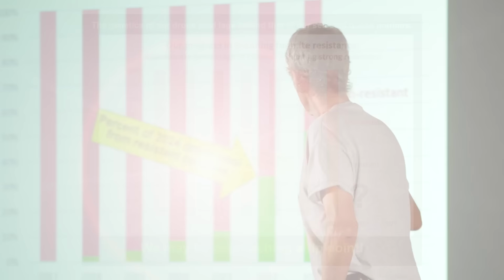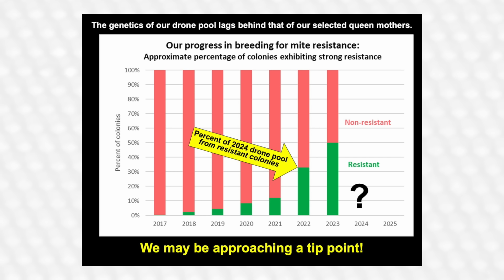So our drone pool for next year, this spring when we start breeding, will come from the 22 drone pool. Less than what's holding us back is the drone pool here. When we mated these queens, 98% of the drones came from non-resistant colonies. It looks like 2023, we've got roughly 50% resistance now, which means the drone pool 2 years from now will pass the halfway point. That may be a tip point.